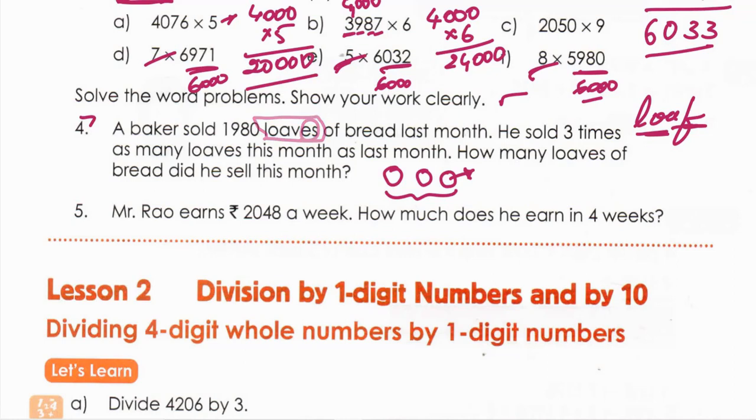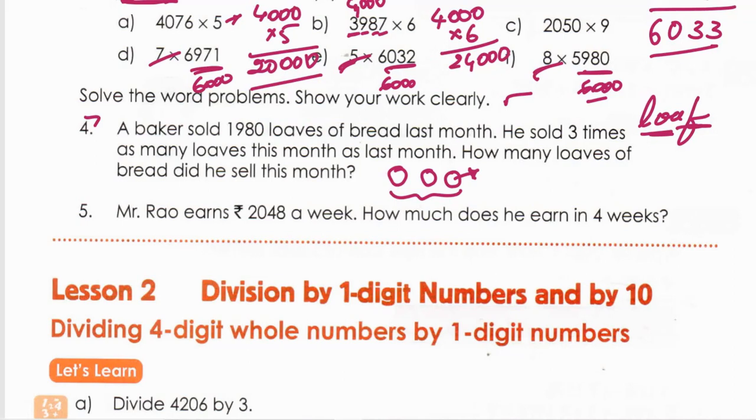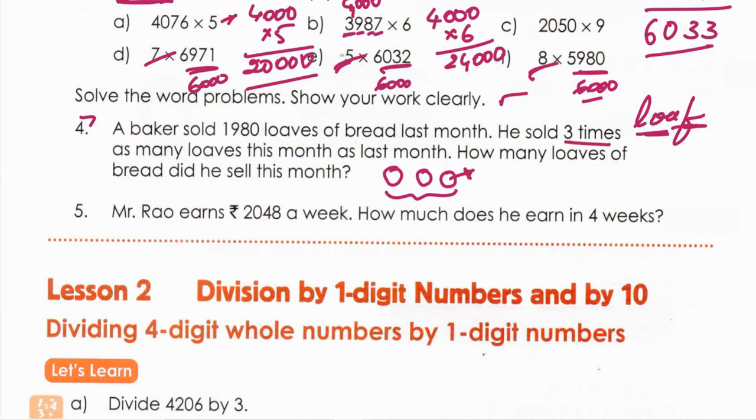So here, a baker sold 1980 loaves of bread last month. He sold 3 times as many loaves this month as last month. How many loaves of bread did he sell this month?